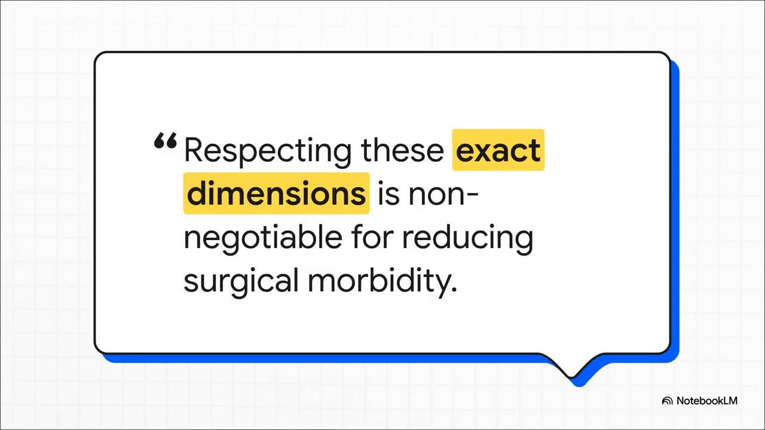The researchers hit the nail on the head with this core takeaway. Respecting these exact mapped dimensions is simply non-negotiable if we want to reduce surgical morbidity. Superior outcomes in apical prolapse repair don't just happen by luck, right? They come from an uncompromising respect for exact anatomical parameters. When you align your technique with this quantitative data, you significantly decrease the risks of ureteral kinking, nerve entrapment, and vault recurrence. At the end of the day, the anatomy dictates the outcome.